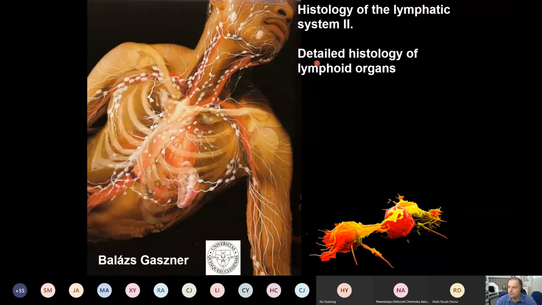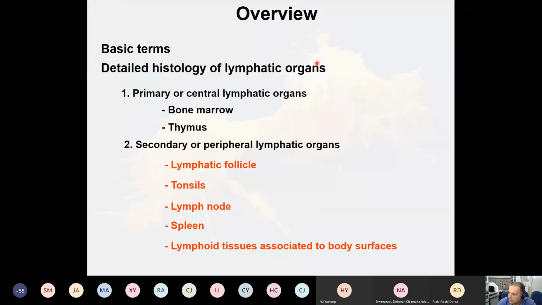This talk is about the detailed histology of the lymphatic organs. And last time, if you remember, I introduced some basic terms already. We discussed what kind of cells belong to the immune system, how we classify them, and what their main features are. This is done. You can find the lecture online as well. Now we will turn to the detailed histology of the lymphatic organs.